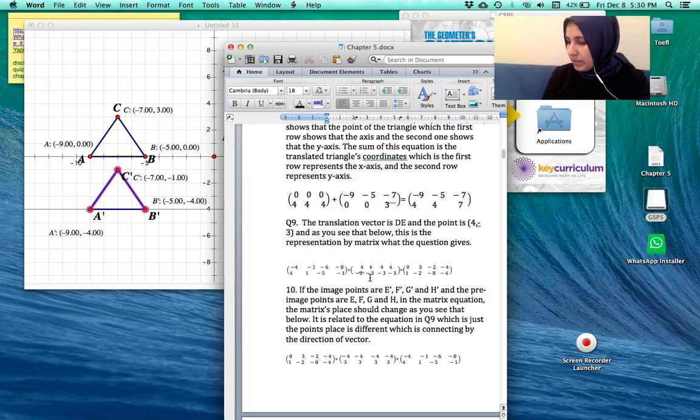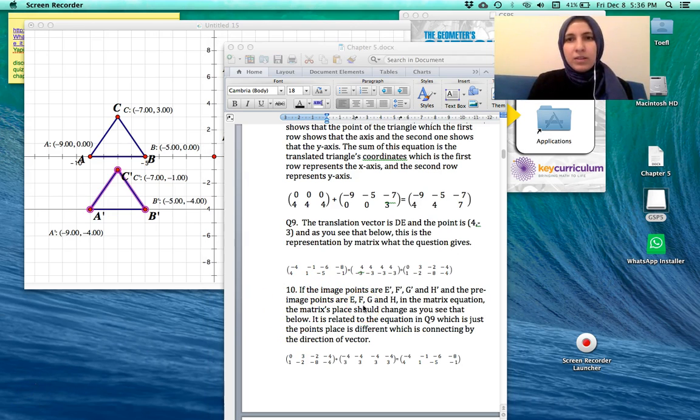Question 9. Consider points E, F, G, H and the image points E prime, F prime, G prime and H prime. Describe the translation vector that was used to map points to image points. Represent the translation using matrices. I will show this question's answer in my Word document.